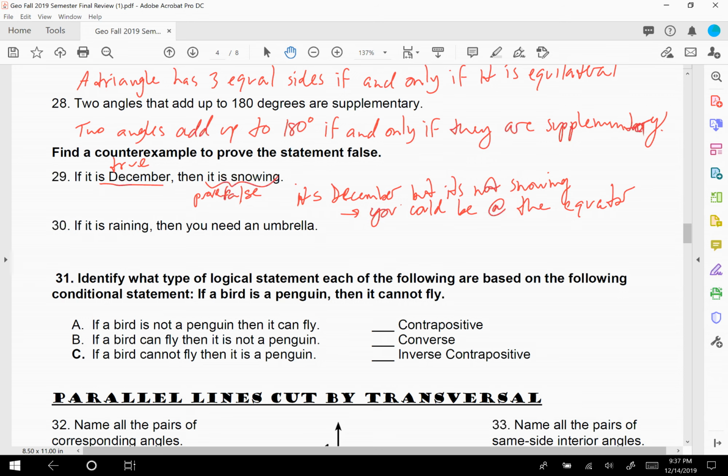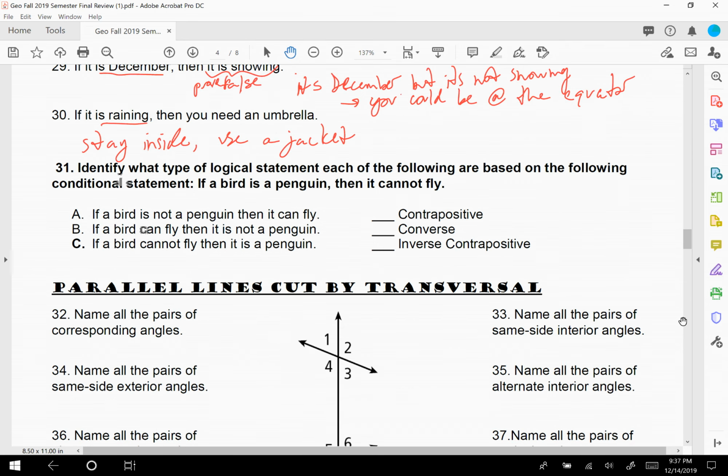If it is raining, then you need an umbrella. Well, think of a time when it would be raining, but you wouldn't need an umbrella. Maybe you're going to stay inside. Maybe you're going to use a rain jacket. Maybe you want to actually just play in the rain. Who knows? But there are times where it might be raining, but you don't need an umbrella.